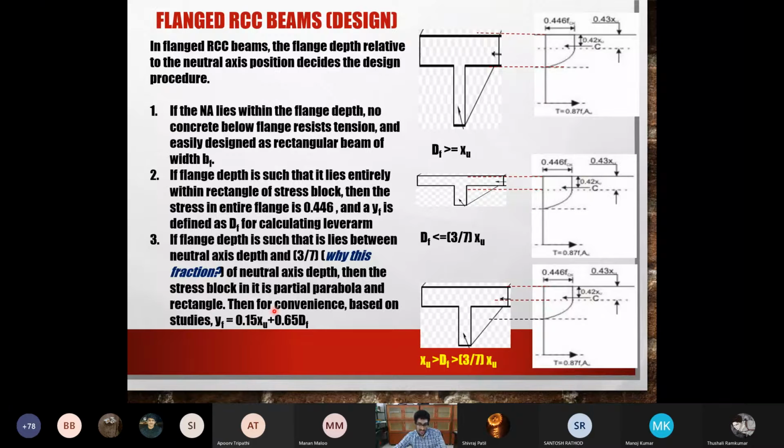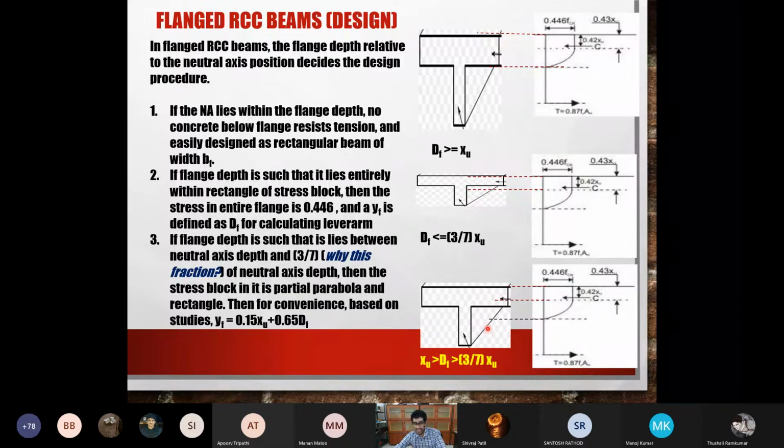I won't say empirical. Empirical means units matter, but it's not exactly that. You see that there are some constants over here, 0.15, 0.65. They are not based on some derivation or anything. These are actually based on approximations. It's approximated because it's a difficult task to actually find out YF for any particular beam in this kind of situation.